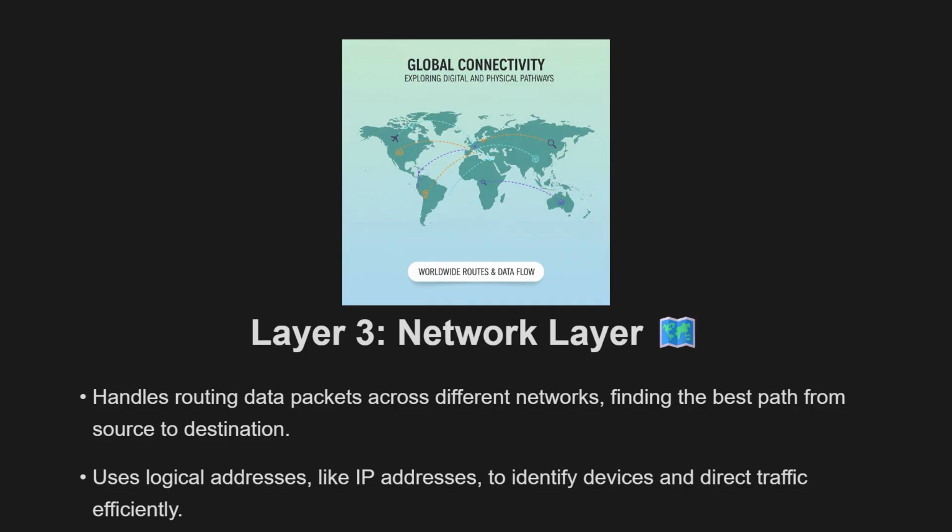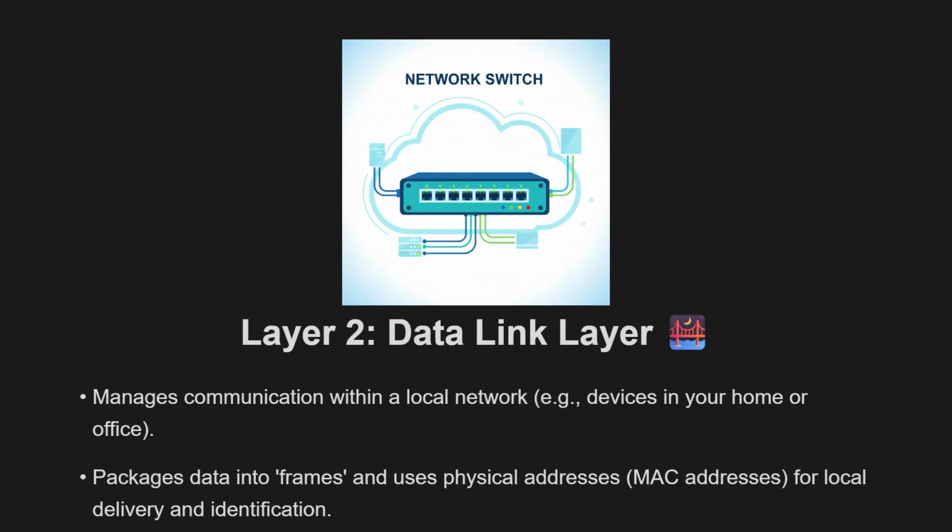Next is layer 2, the data link layer. This layer is all about local communication. Think of it as the traffic controller for devices on the same street or in the same building. It makes sure data gets from your computer to your router, for example, using unique hardware addresses known as MAC addresses, and even catches some errors along the way.